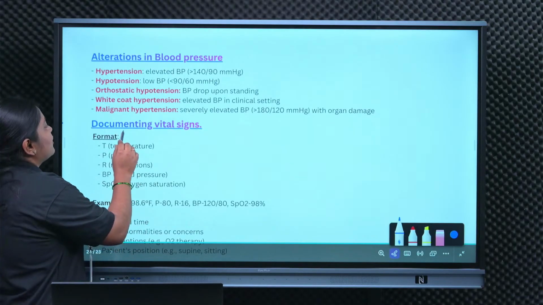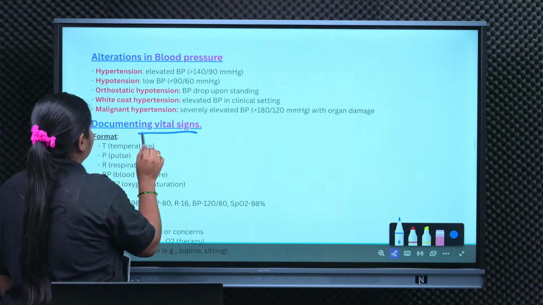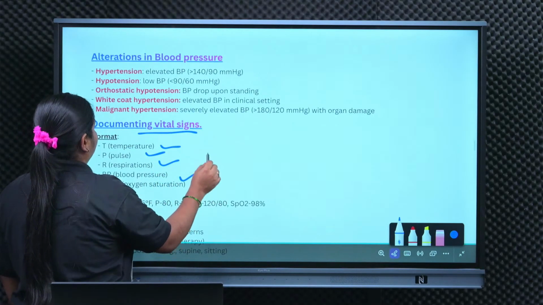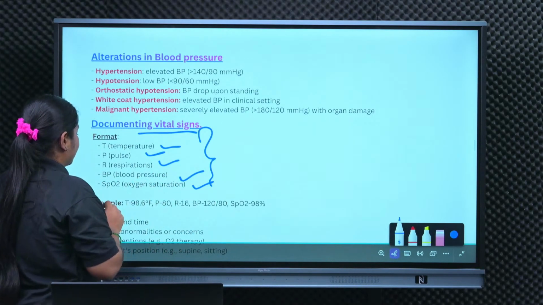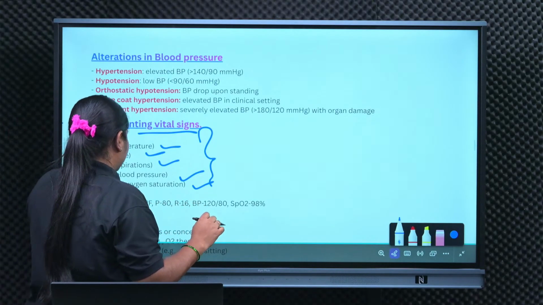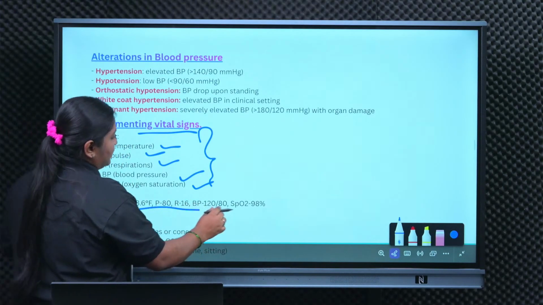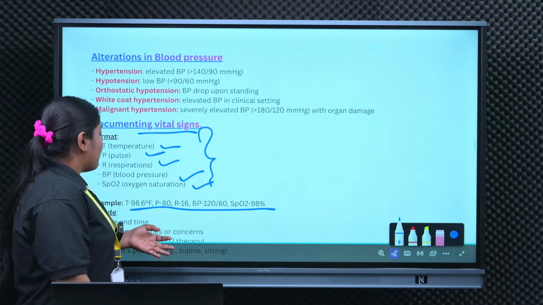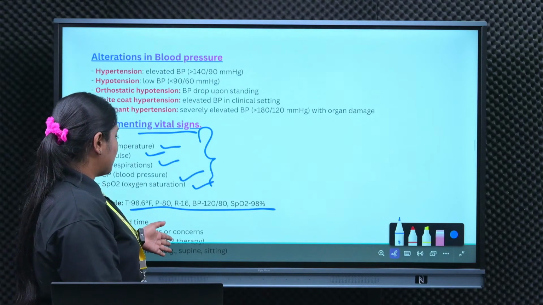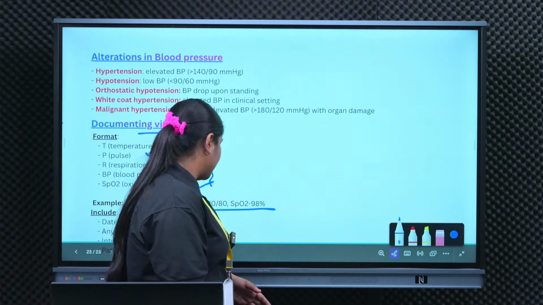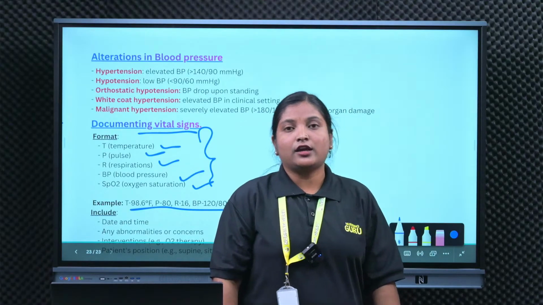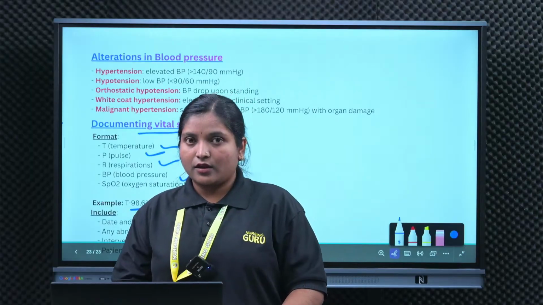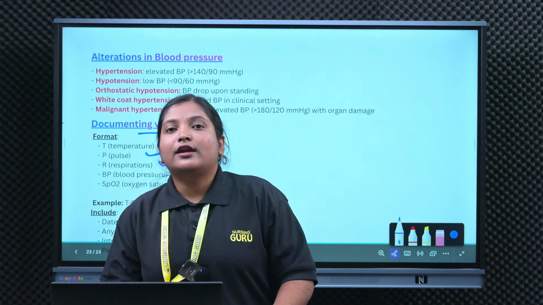Next one is documenting vital signs. The format: temperature, pulse, respiration, BP, SpO2. In this format only we need to record the vital signs, in order like this. Include date and time, any abnormalities or concerns, and interventions. For example, O2 therapy, and patient position, supine or sitting, is very important while checking the blood pressure especially.